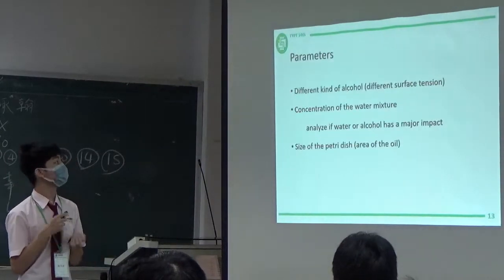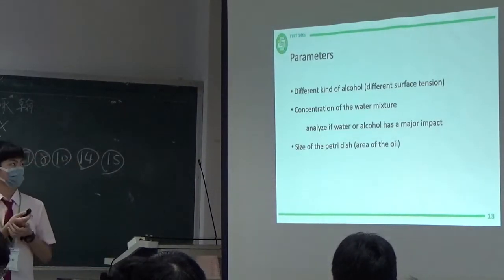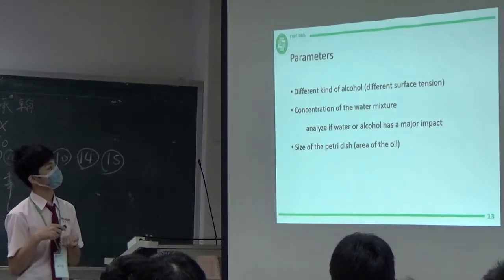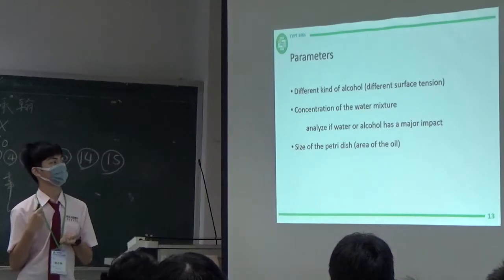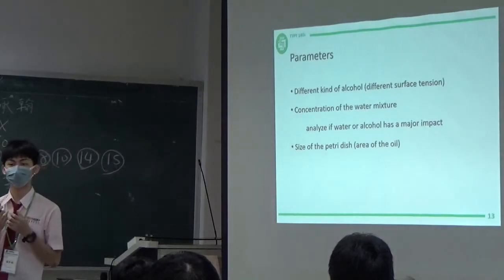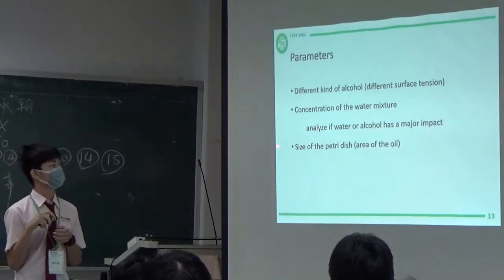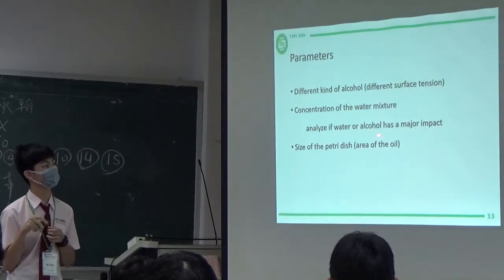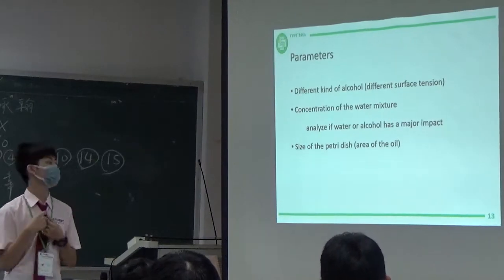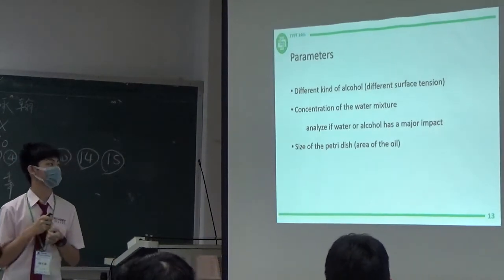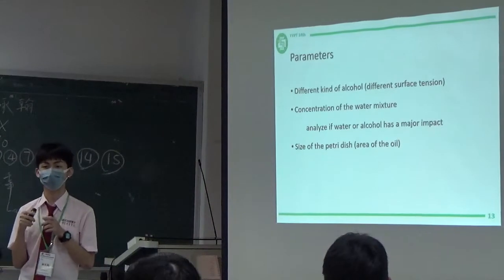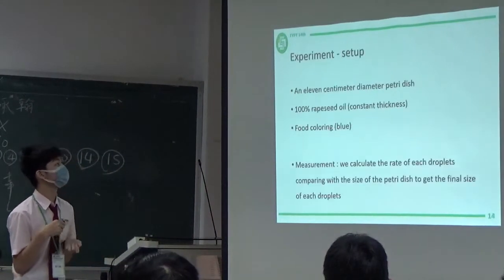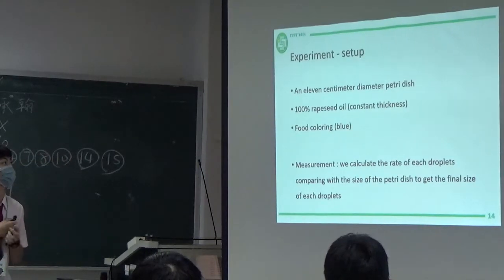periodically. As we said in our theory, we chose these parameters. First, the different kinds of alcohol, which we think have different surface tensions between them, and the concentration of the water mixture, where we analyze whether water or alcohol has a major impact. And at last, the size of the Petri dish, which is the area of the oil that the droplet can expand onto. So this is our first experiment setup.